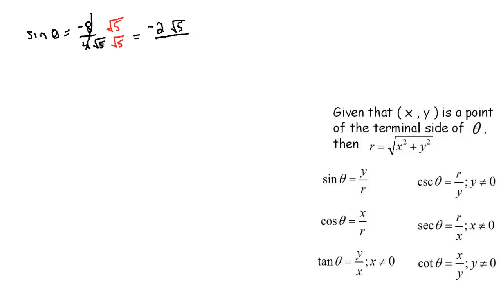So now the square root of 5 times the square root of 5 is the square root of 25. And the square root of 25 is just 5. So we could write that down there. And this is going to be our value of sine of theta.